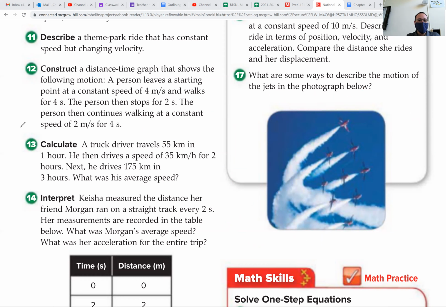A truck travels 55 kilometers in 1 hour, then 35 kilometers for 2 hours, then 175 kilometers in 3 hours. Okay, what's his average speed? Right, so average speed, that's total distance over total time, right? And the total time is gonna be 3 hours plus 2 hours plus 1 hour. That's gonna be 6 hours, okay?